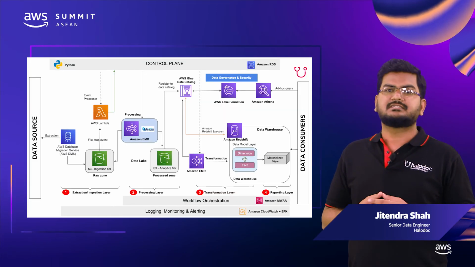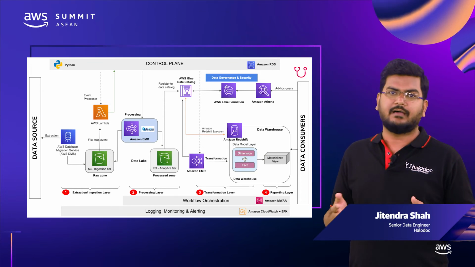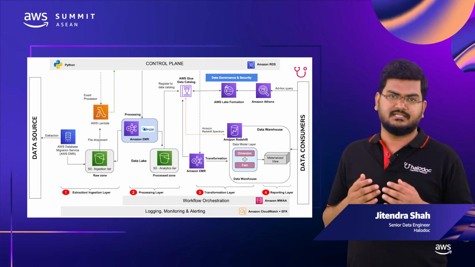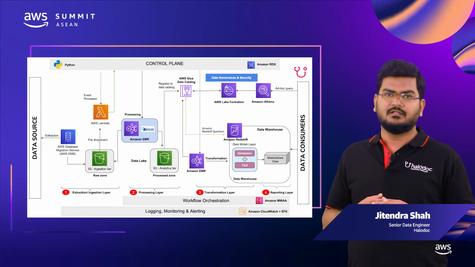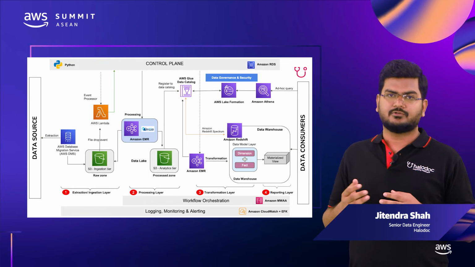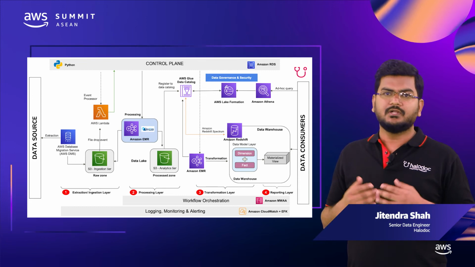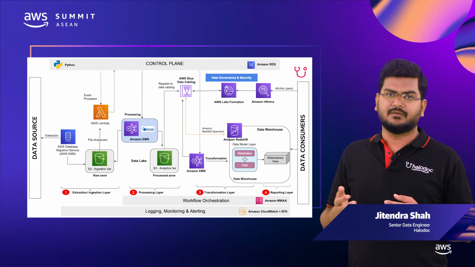The slide represents the overall architecture of data platform 2.0. Here we would like to discuss more on the approach we followed rather than the components involved. On a high level, we have 4 layers: extraction or ingestion layer, processing layer, transformation layer, and reporting layer. We will go deeper into each layer on upcoming slides.